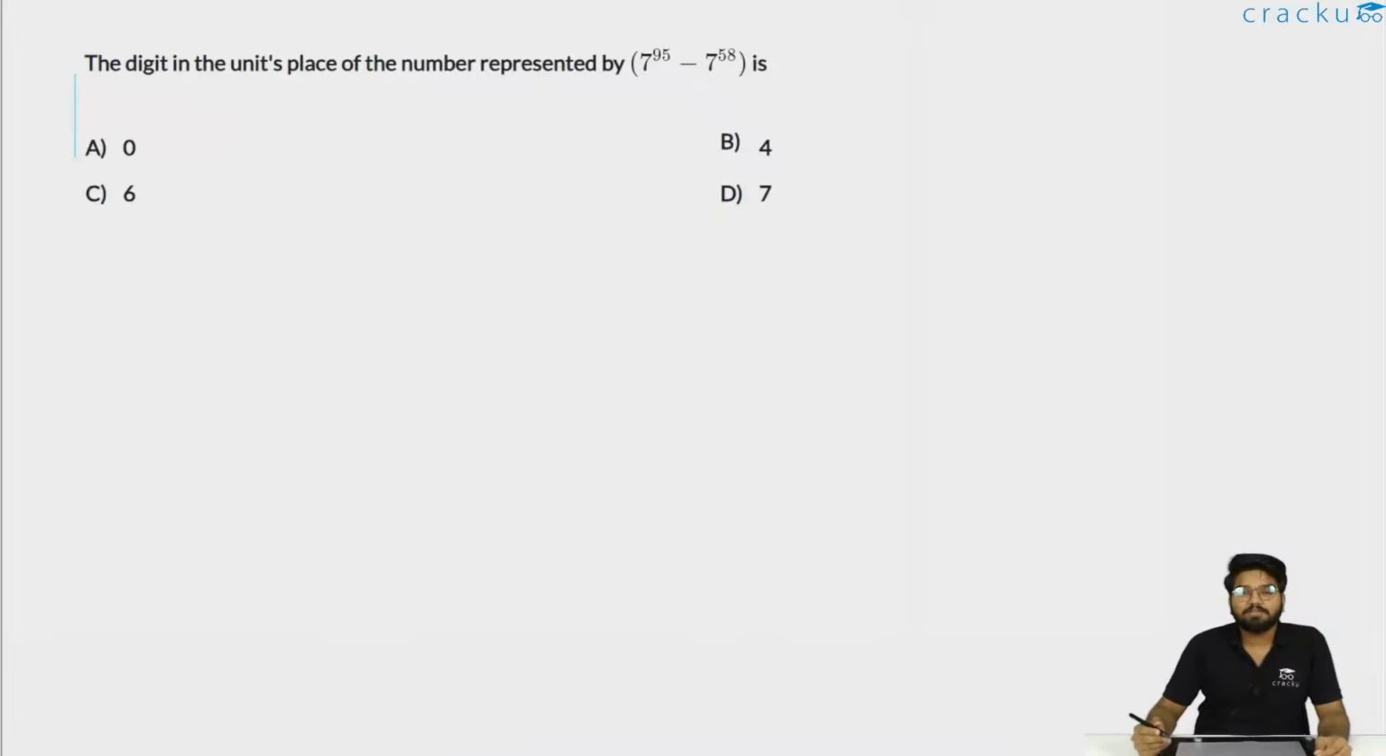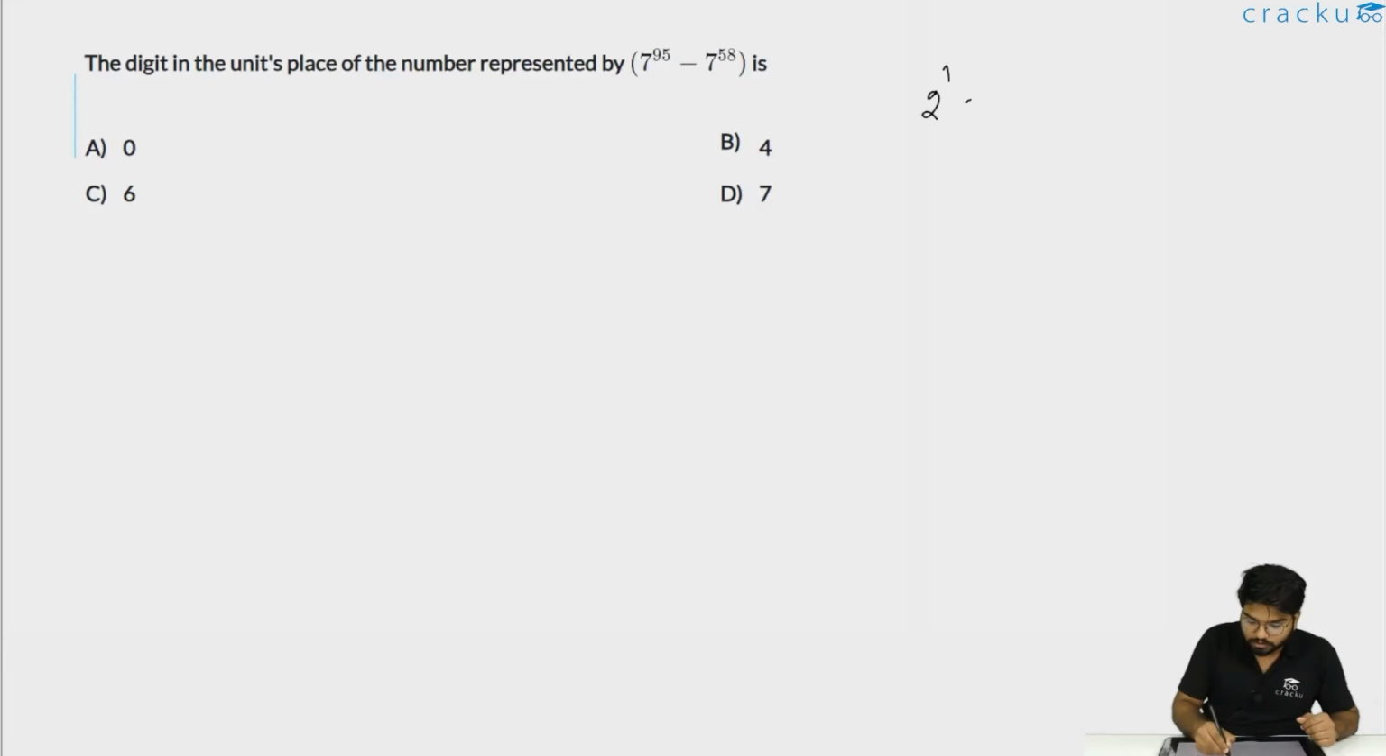Hi guys, we have this question based on number system, and in this question there applies a concept called cyclicity. We'll first understand what the concept is and then we'll look at the question. Now cyclicity states that the last digit of a number can be discernible if you know the power. For example, let's take a basic example.